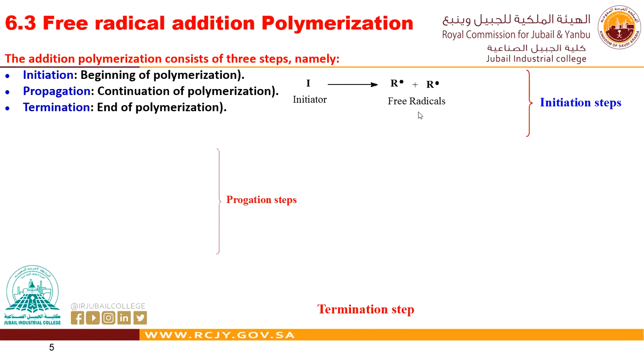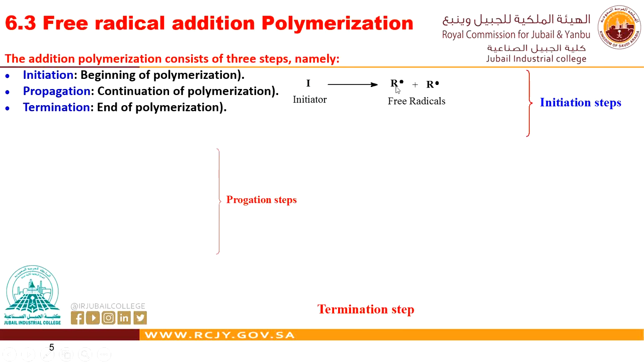So what happens is the initiator at high temperature will undergo what we call homolytic cleavage. And you remember in chapter 1, we discussed different ways covalent bonds can be broken. We have homolytic cleavage, which will produce free radicals, and then we have heterolytic cleavage, which will produce a cation and an anion. But here what we have is homolysis, that is, the initiator will break into free radicals.